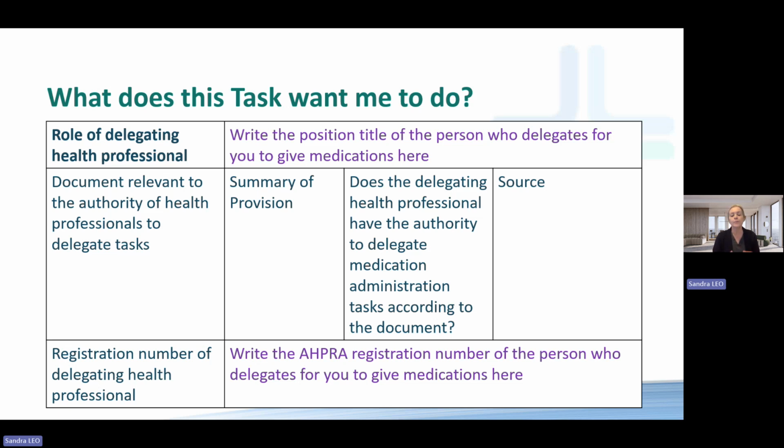So for example, if it's a registered nurse that you've chosen and they have an AHPRA number, which they must, then in the top row, you would write registered nurse where the purple writing is. In the last row, you would write the AHPRA registration number. And I'll give you a tip now. AHPRA registration numbers for registered nurses start with letters. So just be sure that you do actually have that correct registration number and write it in that line.